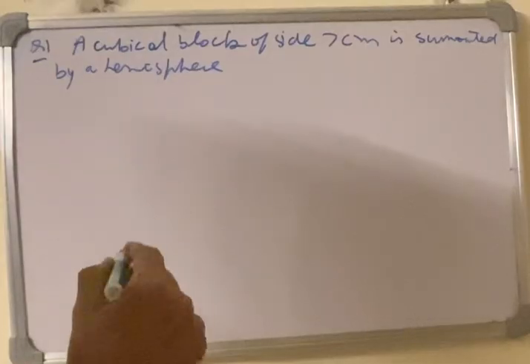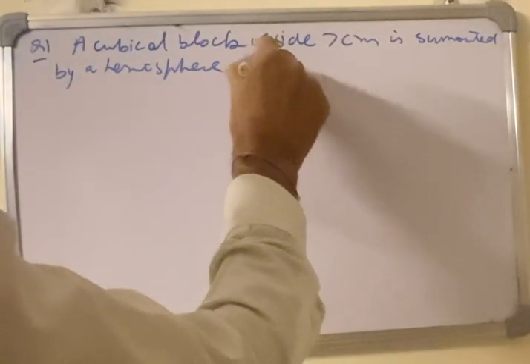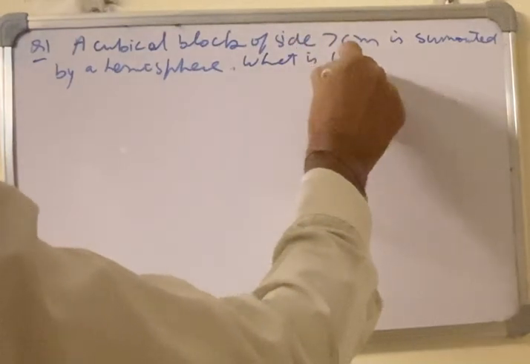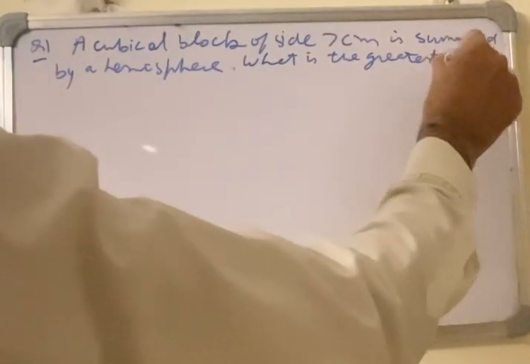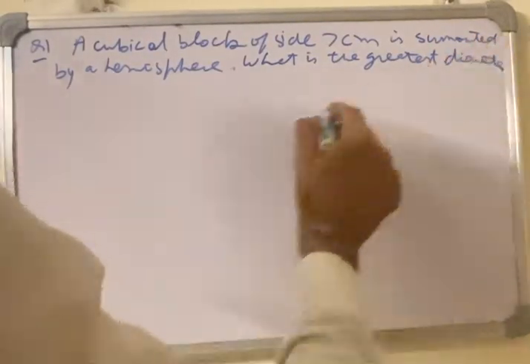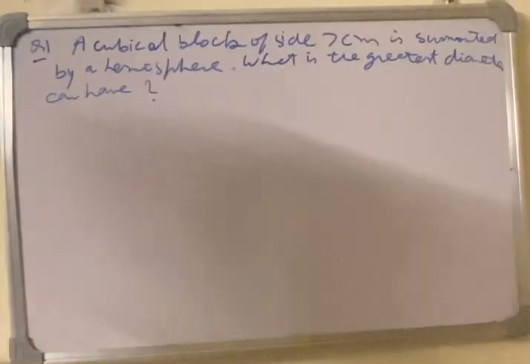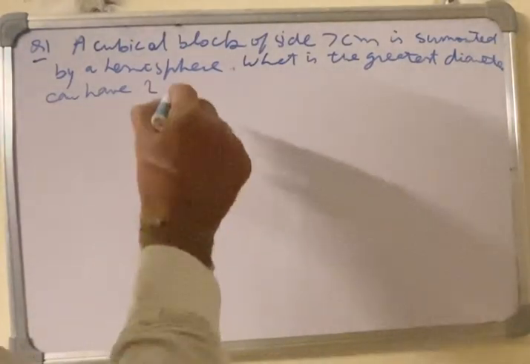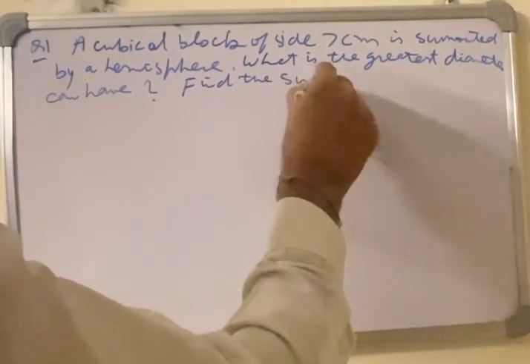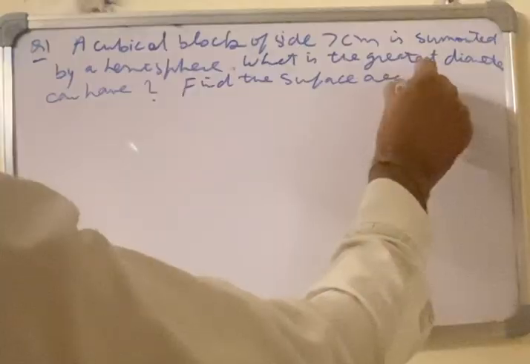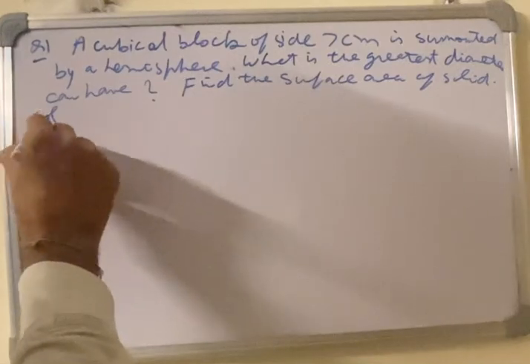What is the greatest diameter the hemisphere can have? Find the surface area of the solid. Solution.